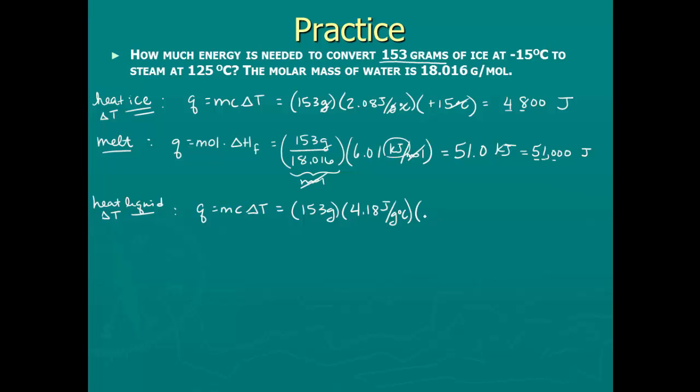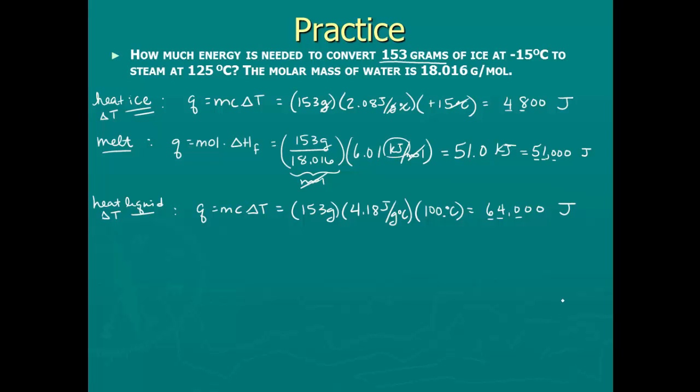And the temperature change, remember, for the liquid, we need to take it all the way from the melting point of 0 all the way up to the vaporization point of 100. So it's a positive 100 degrees Celsius temperature change, okay? So pause and multiply. You should get 64,000 joules needed and 3 sig figs there, okay?